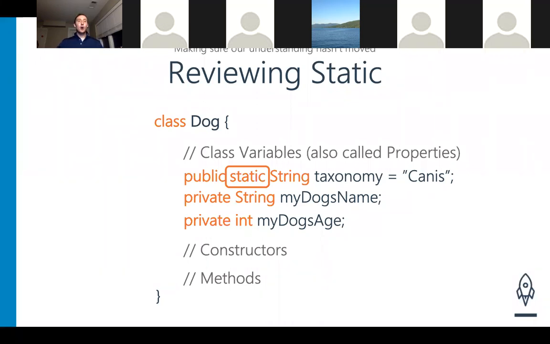And the other thing to call out is that it's public. We don't create accessors, getters or setters, for static variables. Therefore, we create them as public, so we can access them through the class very simply by just saying .taxonomy on top of Dog. We'll see that a little bit later here in a second.